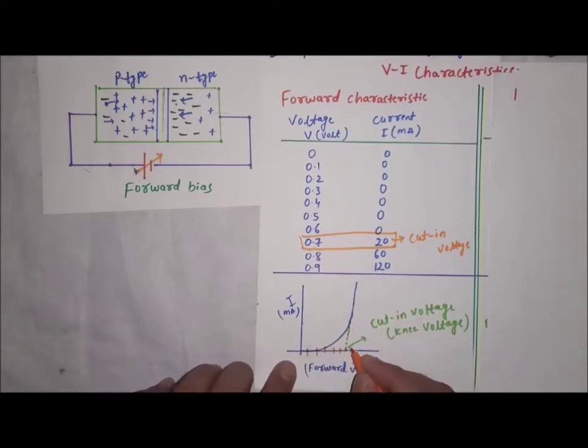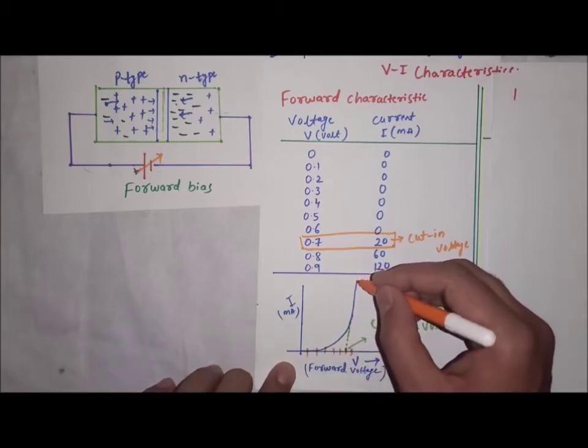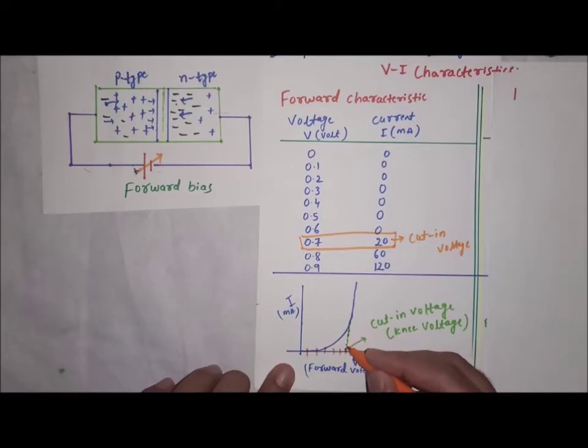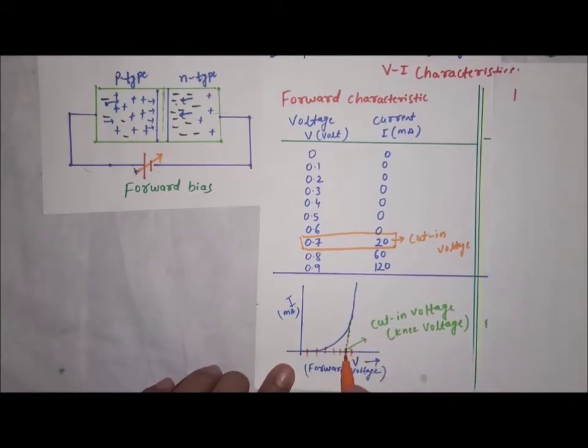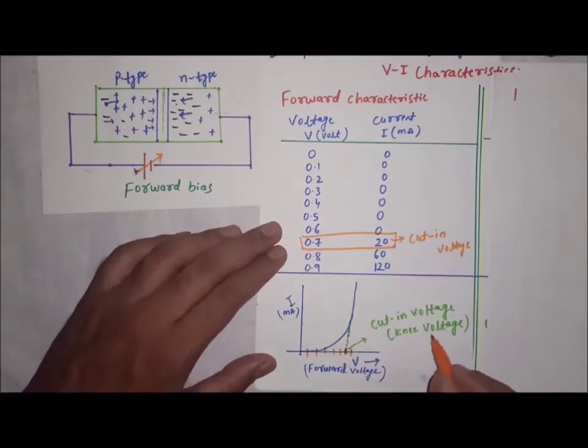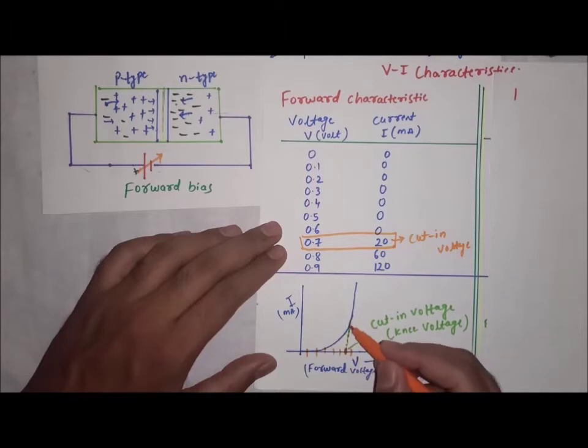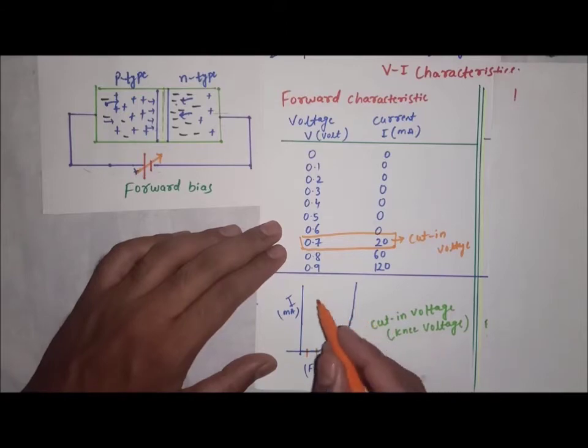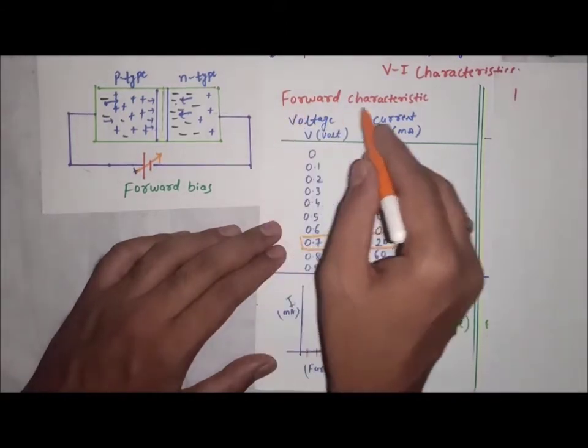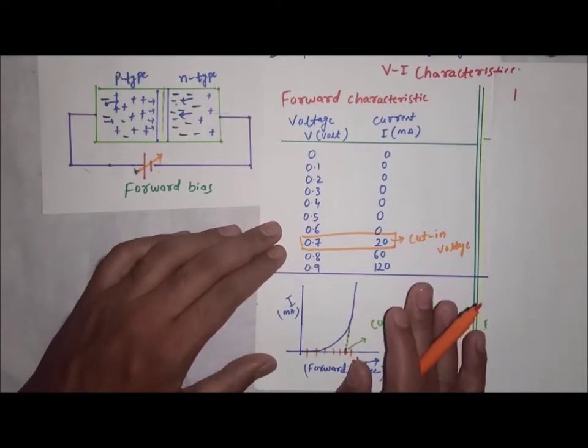So for a small change in voltage, the current increases suddenly, and this particular voltage at which the current increases suddenly is called the cut-in voltage, or it is also called the knee voltage. The knee voltage is also a cut-in voltage only, because it looks like a human knee. That is why it is also called the knee voltage. And this characteristic is called the forward characteristic of the diode.